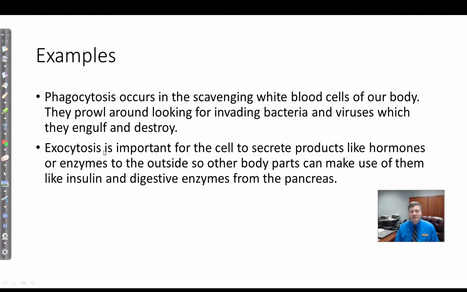Okay, some examples quickly here. Phagocytosis is a very common process for white blood cells. Our white blood cells are going to be looking for any foreign invaders. So if they find a bacteria or a virus, they may just engulf it and bring it in and destroy it. Exocytosis is going to be very important as the cell produces things like proteins or hormones. How does the hormone get out of a cell? It has to be exported out through exocytosis.